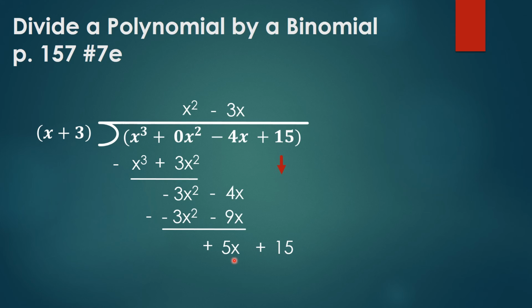Start over again. What do I multiply this x by in the divisor to give me 5x? I multiply it by plus 5. And then I take this plus 5 that I determined and multiply it by each term in the divisor. 5 times x gives me 5x. 5 times 3 gives me 15. Then I subtract. 5x minus 5x is 0. 15 minus 15 is 0. Again, in this answer, there's no remainder.